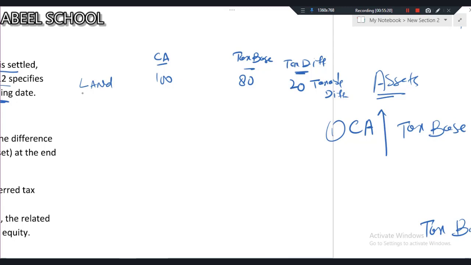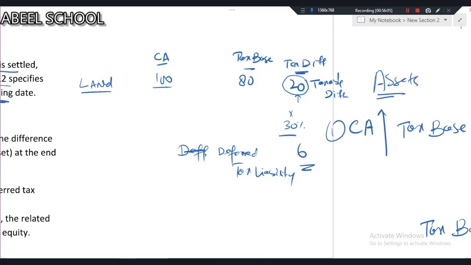Land having a carrying amount of 100 million, and I just told you the organization is following the IAS 16 revaluation model. We know that in the case of land the tax base is 80. If the tax base is 80 but the carrying amount is 100, then the difference of 20 million is definitely representing the revaluation. So this 20 million difference is just coming because of the revaluation surplus. Into the tax rate, assuming 30%, I'm having a deferred tax liability of 6 million. Now the question is, what should be the double entry? Obviously deferred tax liability will be credited.